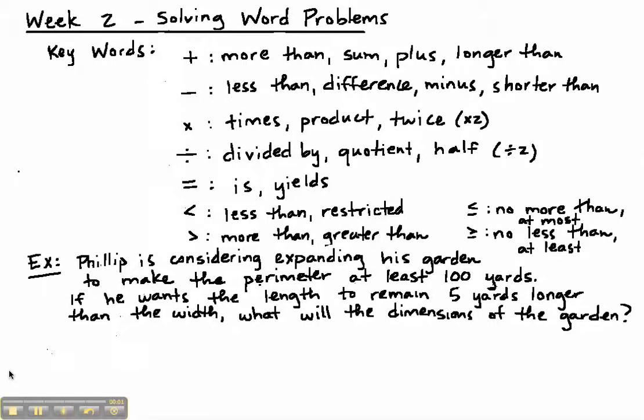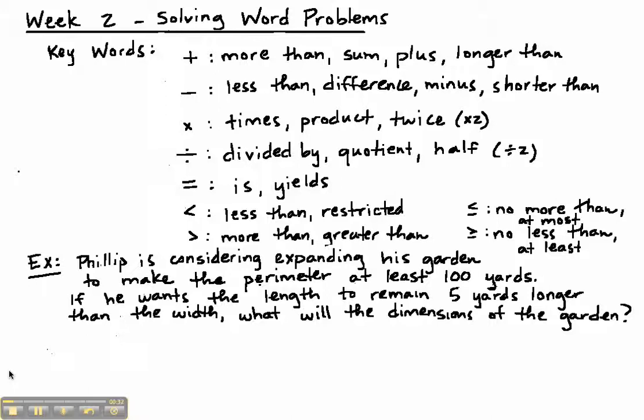When we have inequalities in word problems, our same steps still apply: reading the problem again, identifying what is given, identifying the unknown, creating an equation, and then finally solving the equation. And up on the screen, you see the different keywords that may be helpful for you when you're trying to solve these word problems.